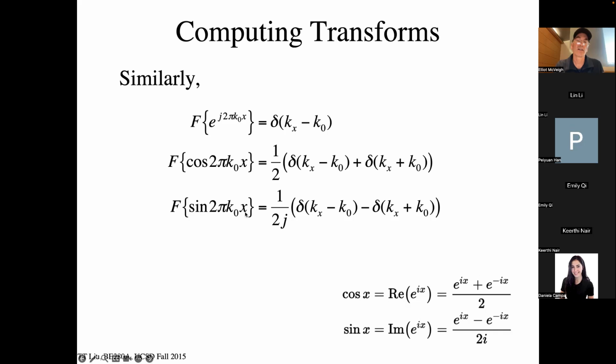And for sine, again, I get two spikes, however, they're phase shifted such that they're imaginary. So to do these, you can remember the rule that cos is the real part of e to the ix, which looks like that.